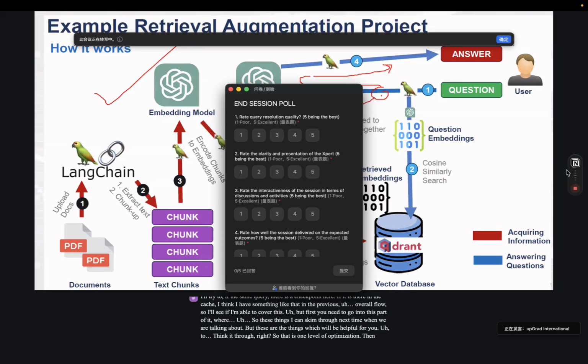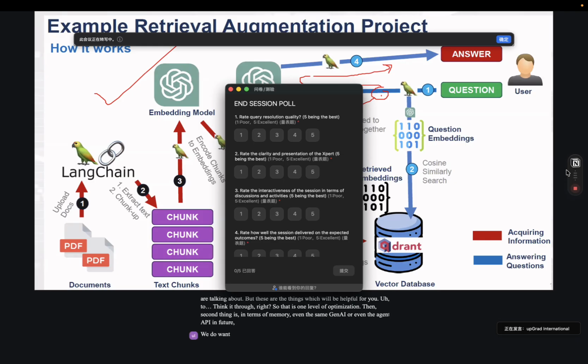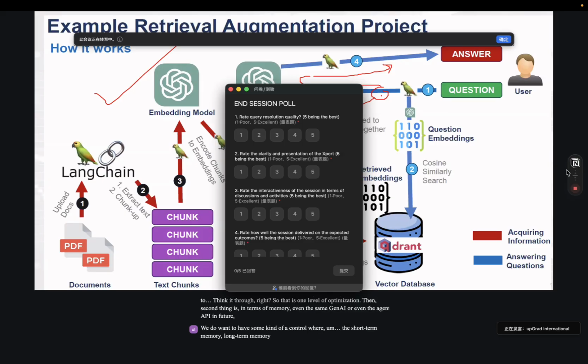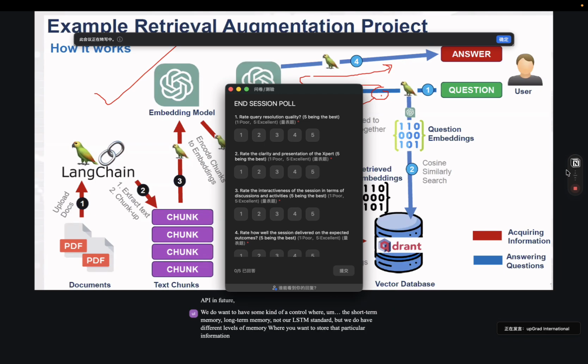Then second thing is in terms of memory, even the same Gen AI or even the agentic AI in future, we do want to have some kind of a control where the short-term memory, long-term memory, not our LSTM standard, but we do have different levels of memory where you want to store that particular information. It is possible that it comes under the design aspects.